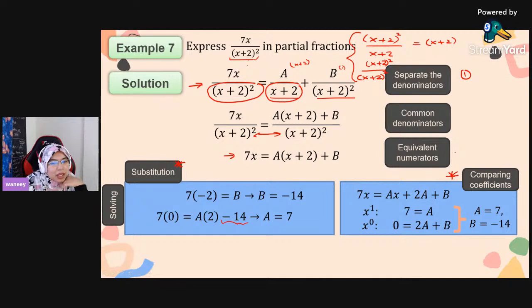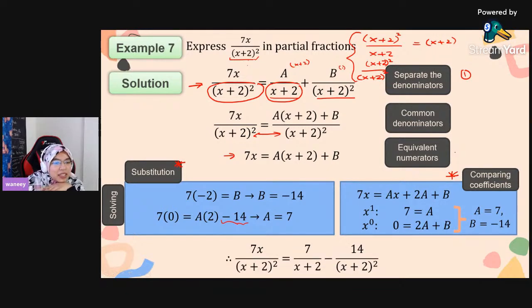Once you have the values for A and B, go back to the first step where you separate your denominator and write down the values for A and B. Therefore, the final answer for this is 7 over x + 2 minus 14 over (x + 2)². So that is your partial fraction. And then you can easily do the integration part now. You can use the formula easily.